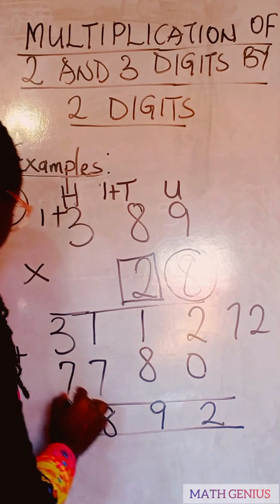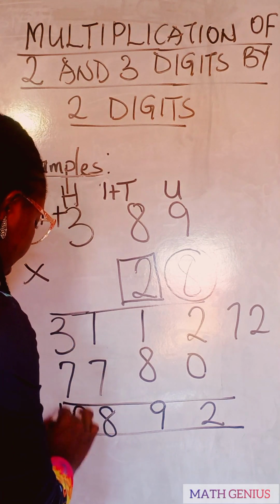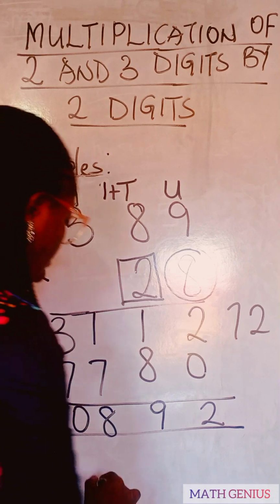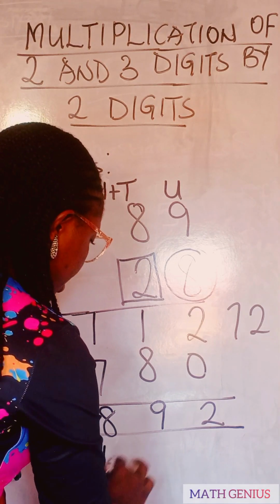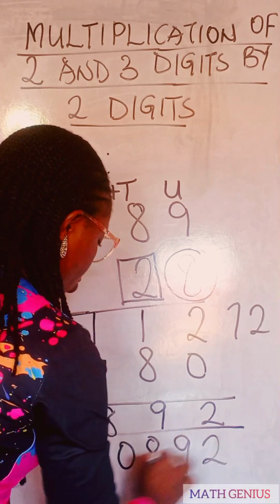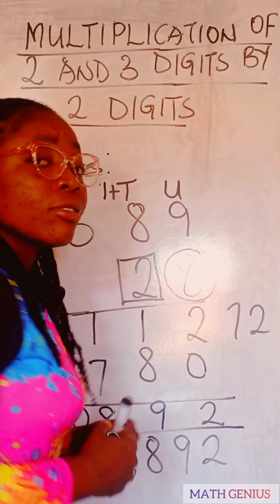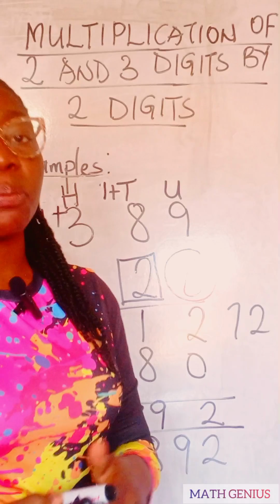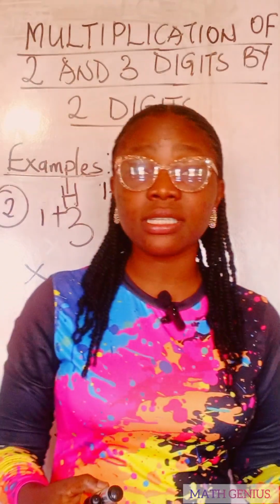3 plus 7, 10. So at the end of it all, our result will be 10,892. This is simply how you multiply 3 digits by 2 digits.